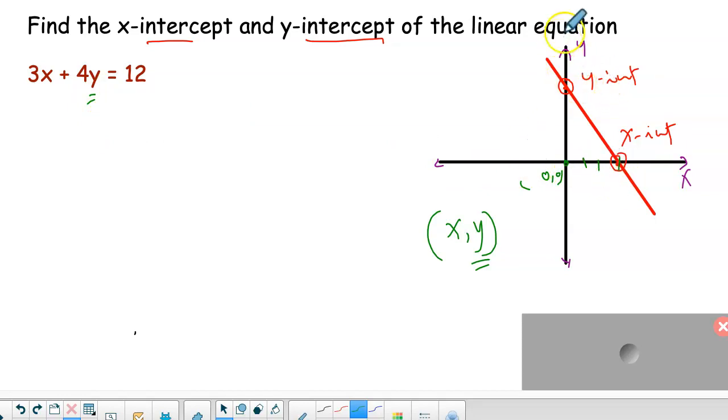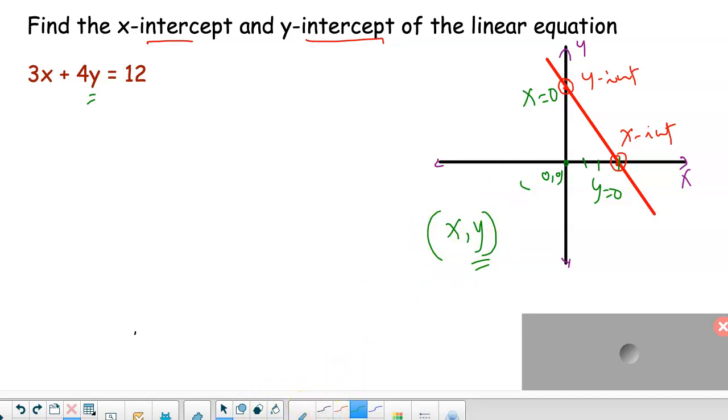Similarly, anywhere on the y-axis, the value of x is going to be 0. Like here, how you have y equal to 0 on the x-axis, and on the y-axis, the x value is 0. Substituting x equal to 0 gives you the y-intercept. This is one of the easiest ways of doing this problem. So let me show you.